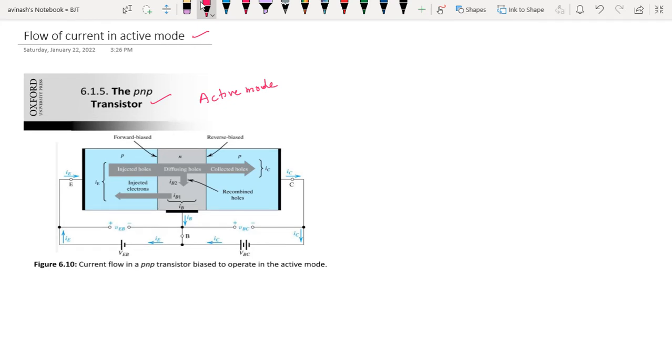Active mode means we have two junctions, JE and JC. JE is in forward bias, JC will be in reverse bias. How many junctions do we have? JE and JC. To operate the transistor in active mode, JE should be forward biased and JC should be reverse biased. And what is VEB? This emitter-base voltage should be in forward bias and the collector-base junction should be in reverse bias.